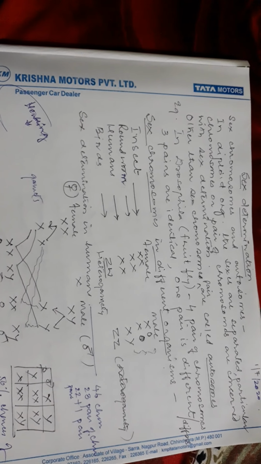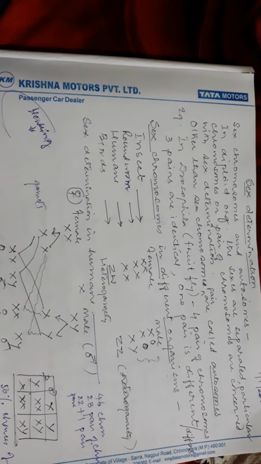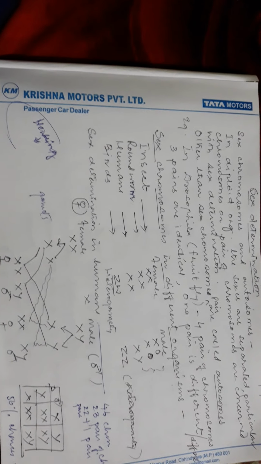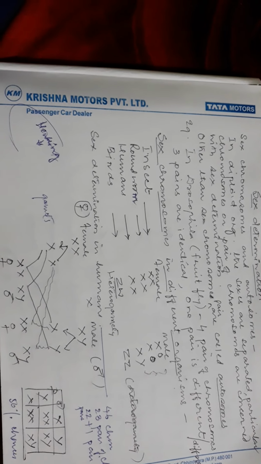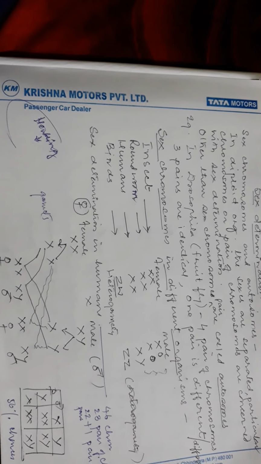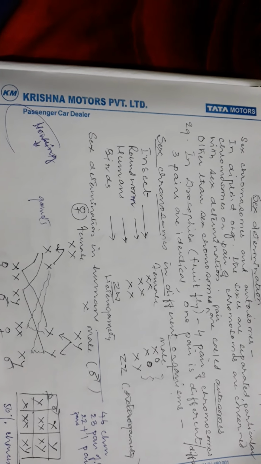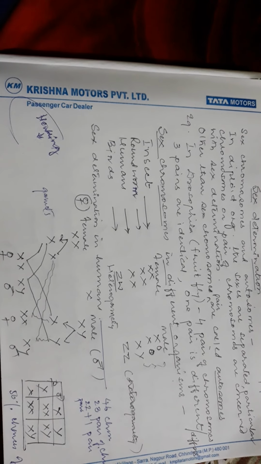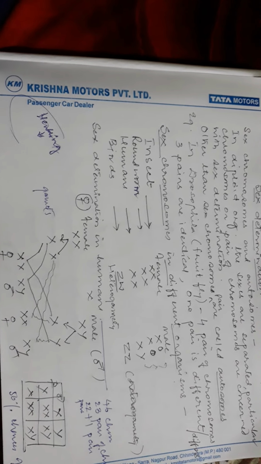Good morning, students. Today we are going to study about sex determination, sex chromosomes and autosomes. What are sex chromosomes? The chromosomes which determine the sex of any organism are called sex chromosomes, and autosomes are the chromosomes other than sex chromosomes. In diploid organisms, the sexes are separated.